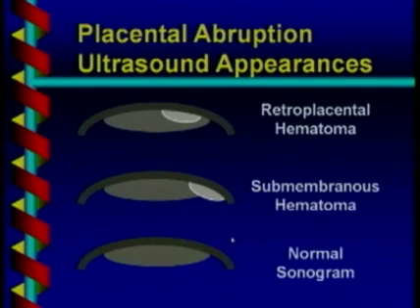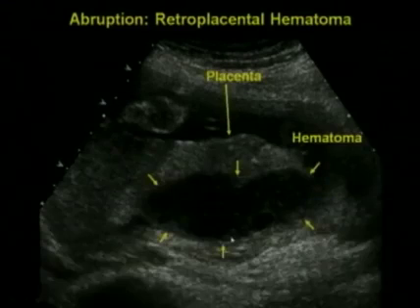A third appearance, and this is the one you have to be careful about, is that an ultrasound can look completely normal with a placental abruption. For example, if the placenta separates from the uterine wall, which is an abruption, but no hematoma collects, the ultrasound is likely to be completely normal. And you don't have to have a hematoma to have an abruption.